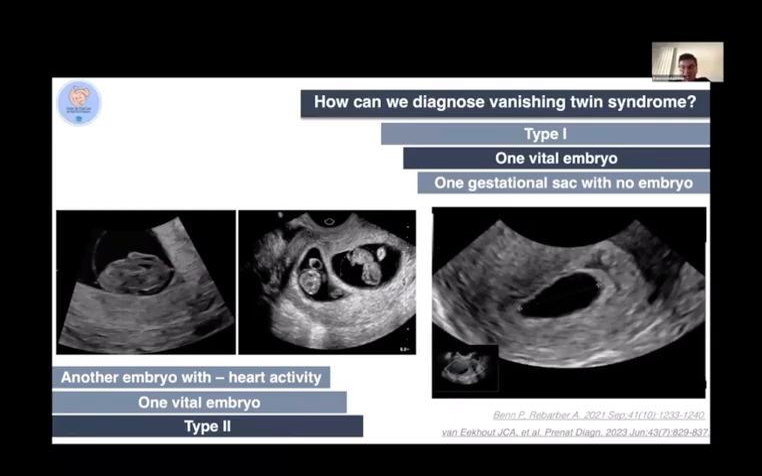In type 1, the loss of the twin occurs at a relatively early gestational age, and we can see just 1 embryo and 1 gestational sac with no embryo, or just a yolk sac. In type 2, the embryo is present, so the non-viable pregnancy is present, but with no heart activity. The ultrasound definition is variable according to the gestational age at which we scan people, and according to the interval between the scan and the occurrence of fetal loss.